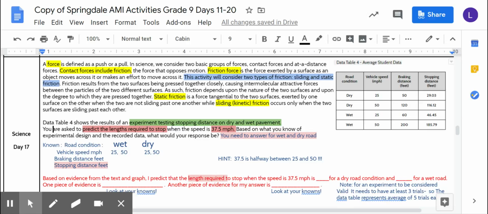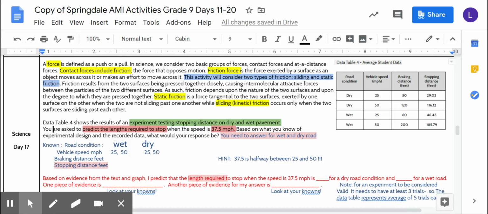Then it gives us our braking distance. That's how far the car is back when your foot actually hits the brake. And then the stopping distance is how many feet it takes before the car will actually stop. So there is a difference here between the time you put your foot down on the brake and the point that the car actually stops. That's how many feet the stopping distance is.